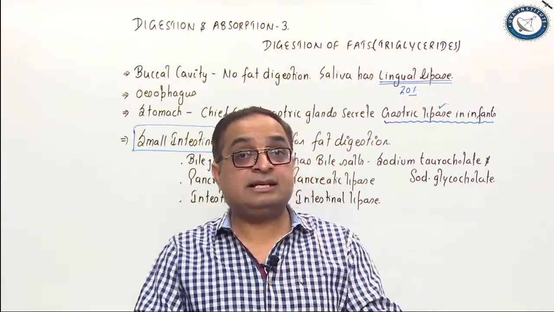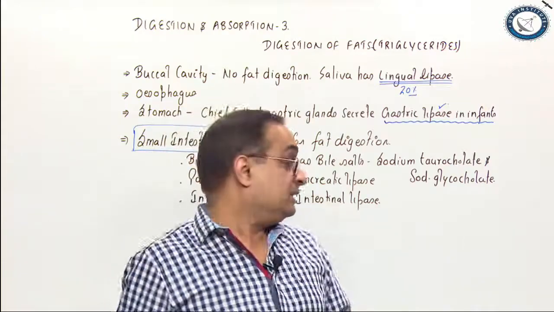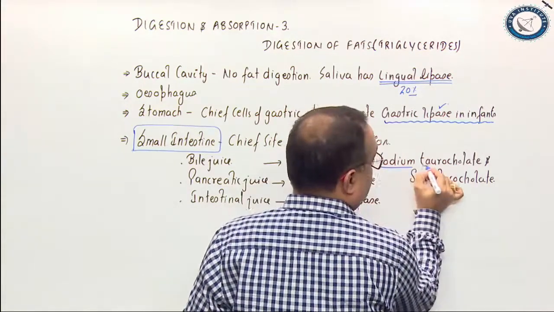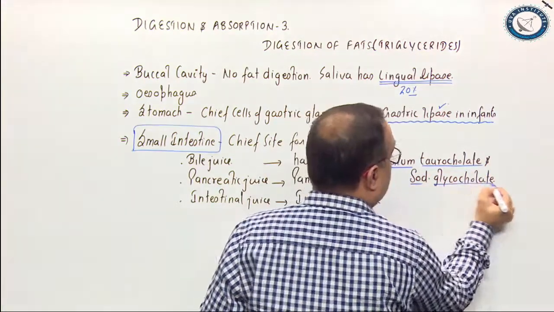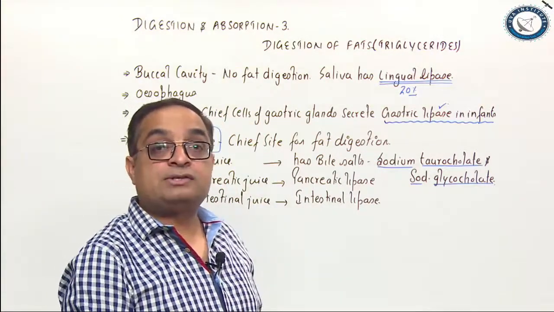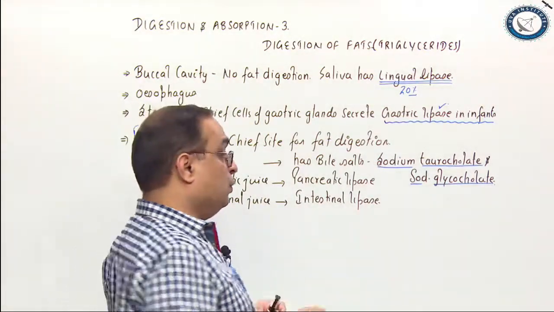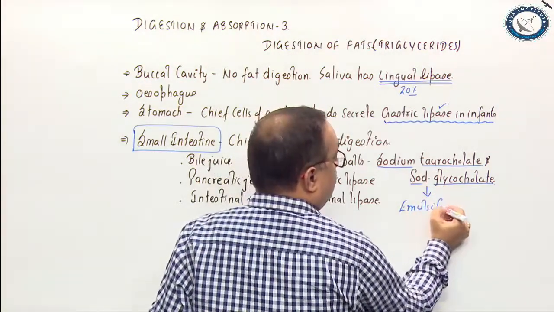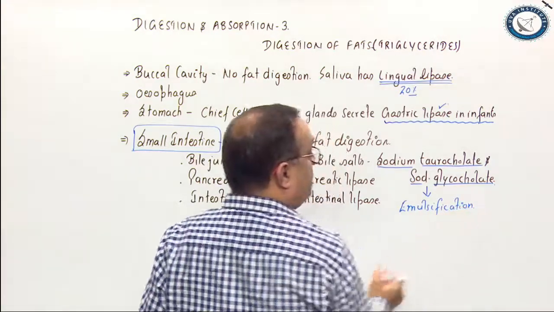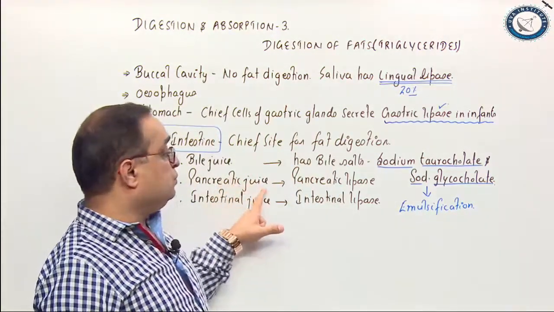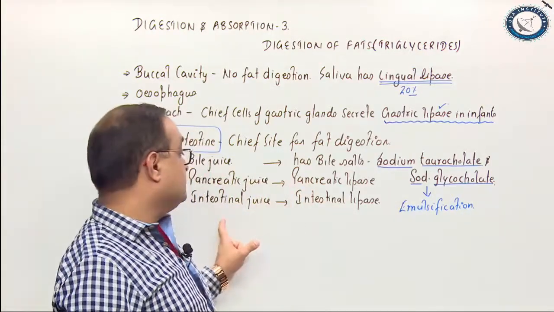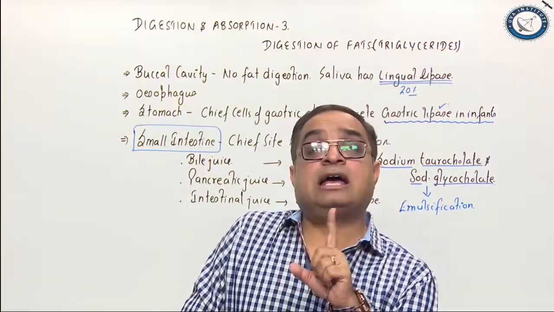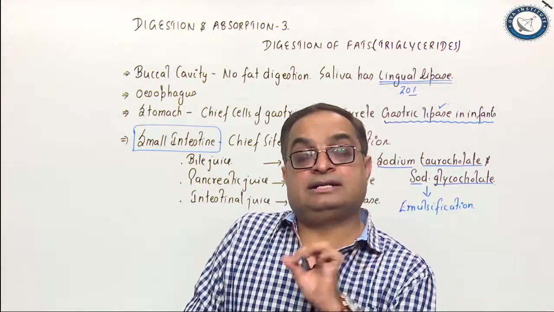Bile juice doesn't contain any digestive enzyme. In fact, it has bile salts. Bile salts are sodium taurocholate and sodium glycocholate. These are the 2 bile salts and they play an important role in emulsification of fats. We'll discuss emulsification of fats. Then the pancreatic juice has pancreatic lipase. Intestinal juice has intestinal lipase. So mainly the fat digestion and absorption happen in the small intestine.